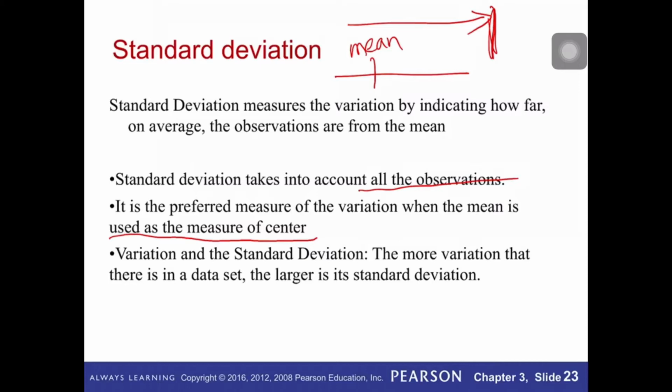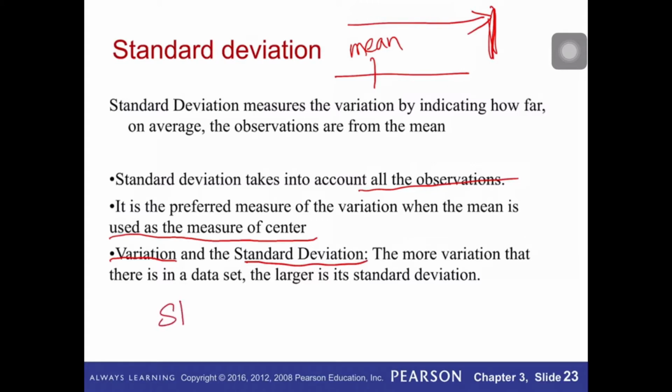Variation and standard deviation. What are these two terms? Variation is the spread of the data from its mean. Standard deviation is the square root of variation. The more variation there is in the data set, the larger is its standard deviation. So it has this kind of relationship.